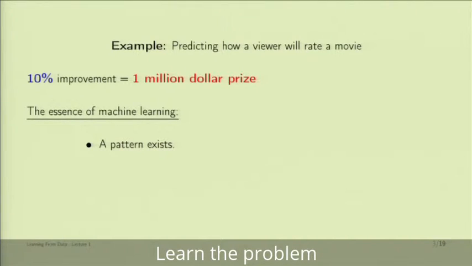However, we cannot really pin it down mathematically. I cannot ask you to write a 17th order polynomial that captures how people rate movies. So the fact that there is a pattern and that we cannot pin it down mathematically is the reason why we are going for machine learning, for learning from data. We couldn't write down the system on our own, so we are going to depend on data in order to be able to find the system.